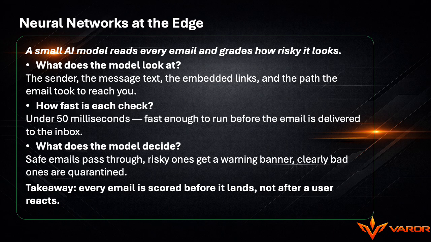Neural networks at the edge. A small AI model reads every email and grades how risky it looks. What does the model look at? The sender, the message text, the embedded links, and the path the email took to reach you. How fast is each check? Under 50 milliseconds, fast enough to run before the email is delivered to the inbox. What does the model decide? Safe emails pass through, risky ones get a warning banner, clearly bad ones are quarantined. Takeaway: every email is scored before it lands, not after a user reacts.